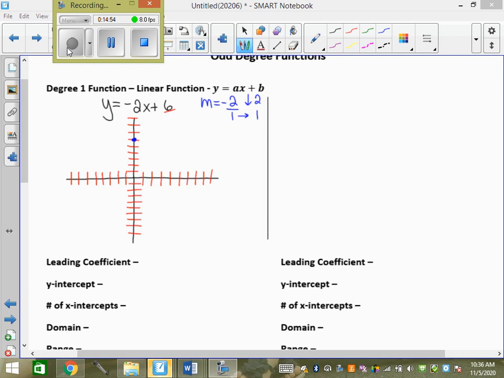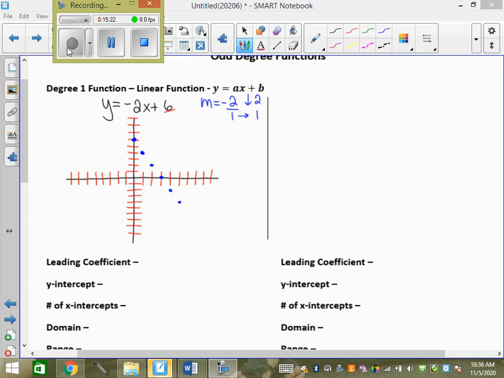From your slope, you get 1, because every number's over 1. Okay, so we start at the y-intercept, and we're going to go down 2, right 1, plot a dot. Then down 2, right 1, plot a dot. Down 2, right 1, plot a dot. And we could keep going, right?